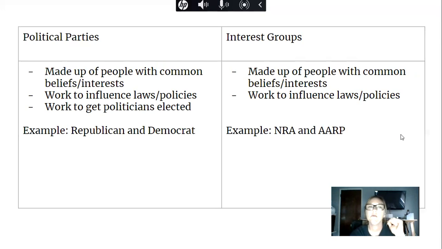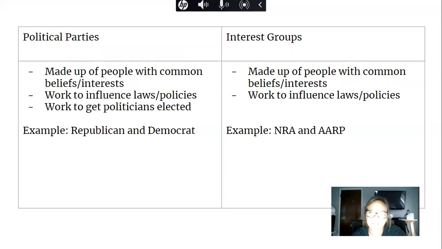Okay. Political parties versus interest groups. Guys, the biggest difference between these two is that political parties work to get people elected to office. Interest groups do not, okay? They both are made up of people with common interests and beliefs. They both work to influence laws and policies. The only big difference here is that political parties work to get politicians elected. Interest groups do not necessarily do that.